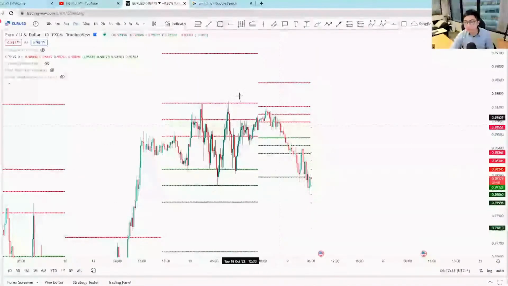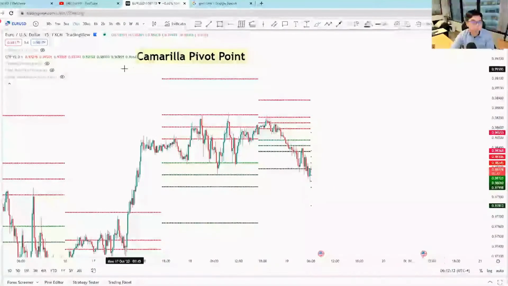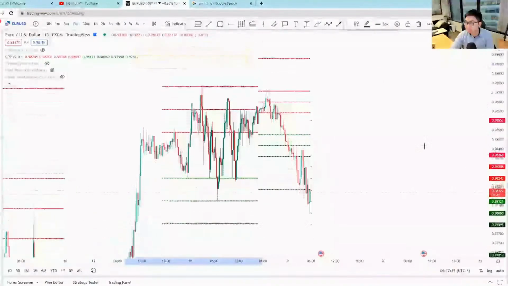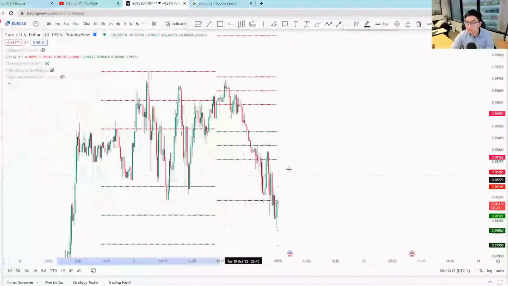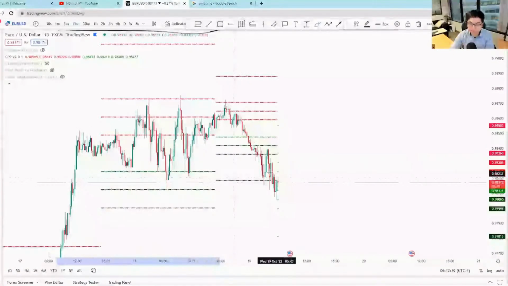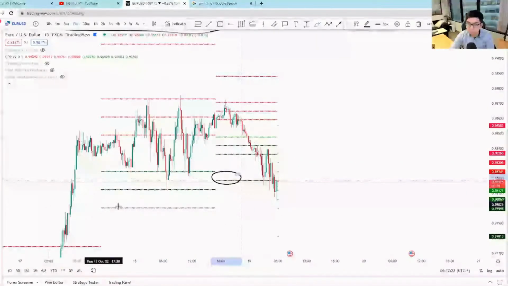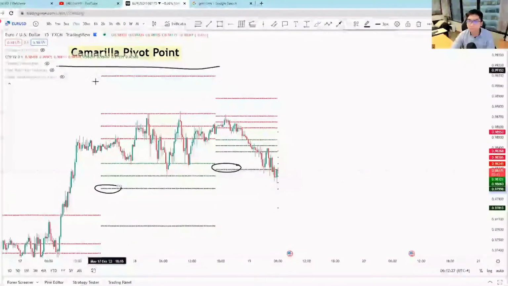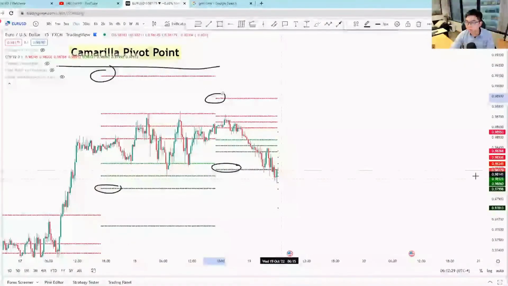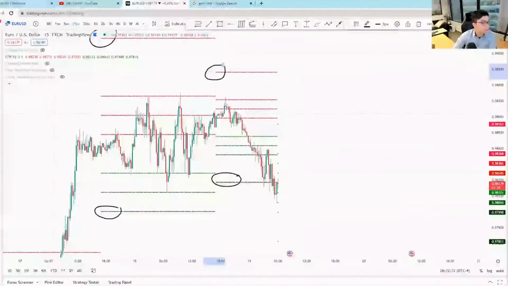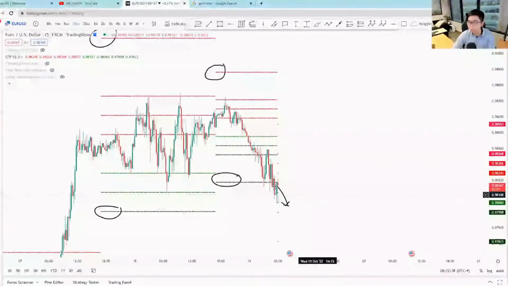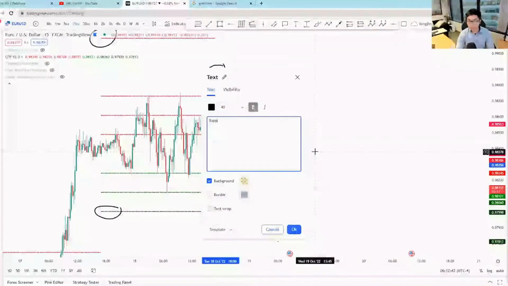I actually like this pivot point a lot, this Camarilla pivot point. As soon as the support for the previous day, or the resistance, gets broken, you normally trade with the trend. So when price goes below it, it continues selling downwards. This one, the support is broken.